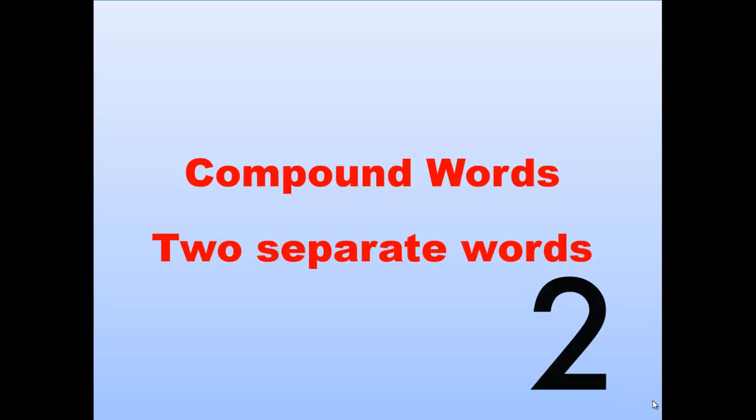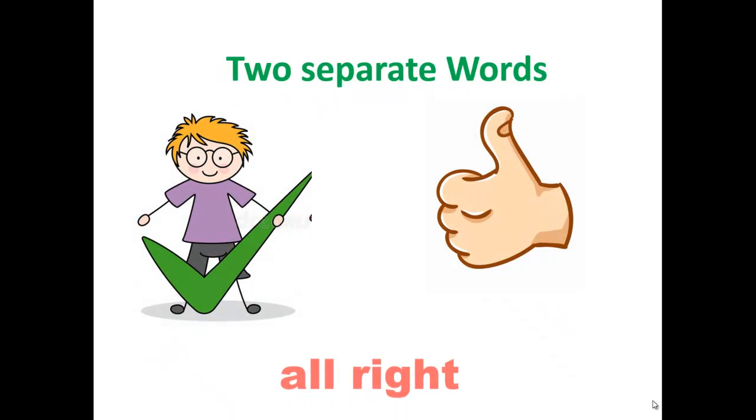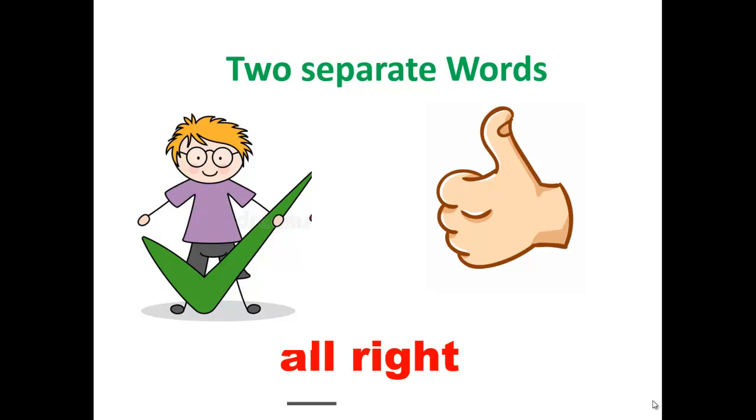Now let's move to the compound words written as two separate words. Two words that are separate, not joined, but they are used together to make up a new word that refers to something. All right. The term all right is made up of two parts or two words. The first word is all, the second word is right. The two words are used together to make up a new word, so it is a compound word. What type of compound word is it? It is two separate words. How is it written? It is written as two separate words. What is the meaning of all right? It means okay, everything is fine.